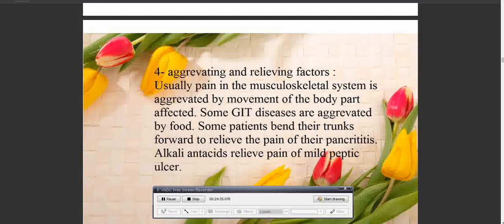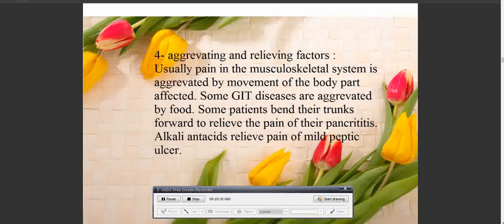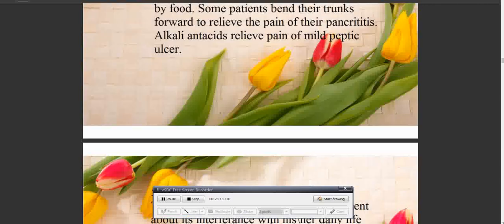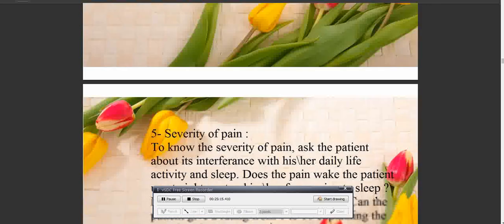For aggravating and relieving factors, usually pain in the musculoskeletal system is aggravated by movement of the body part affected, and GIT disease is aggravated by food. So if the patient says that the pain increases while eating, then just narrow it down to GIT disease. When the patient is feeling the pain while walking, that is musculoskeletal. Some patients bend their trunks forward to relieve the pain of pancreatitis. Alkali antacid relieves pain of mild peptic ulcer. So if the patient feels okay after taking alkali antacids, you say that is mild peptic ulcer.